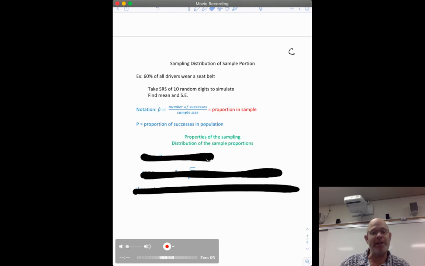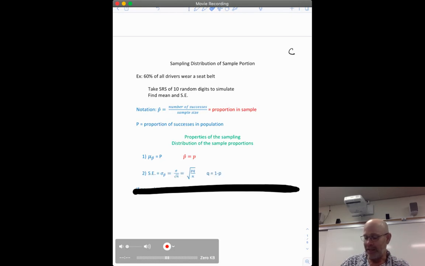Here are the properties of the sampling distribution of sample proportion. The first property is that the mean of the sampling distribution, mean P hat, equals the mean of the population, or sometimes we just say P hat equals P. Second part is the standard error, or standard deviation of the sampling distribution. We're going to get this the same exact way we got the mean, believe it or not. Remember, we took the standard deviation and divided it by the square root of the sample size. We're going to do the same thing here.